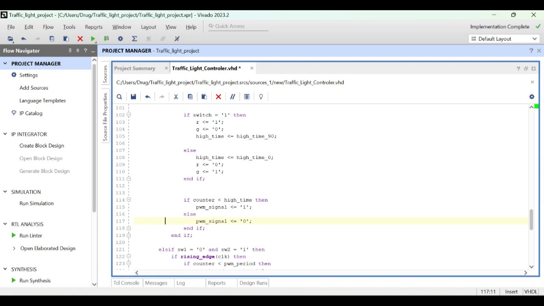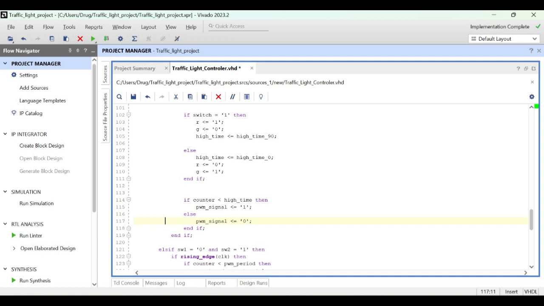In this mode, the first servo motor and the LEDs are controlled by the switch input. When the input is 1, the light turns red and the high time signal takes the value of high time 90, thus rotating the servo motor 90 degrees.